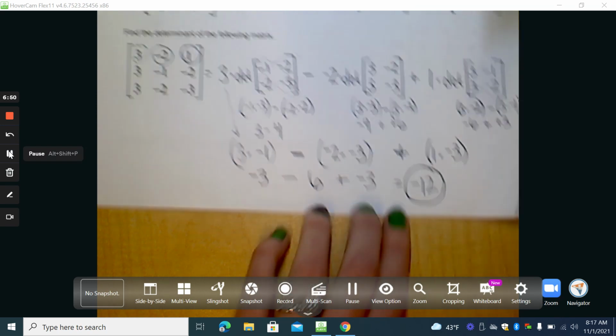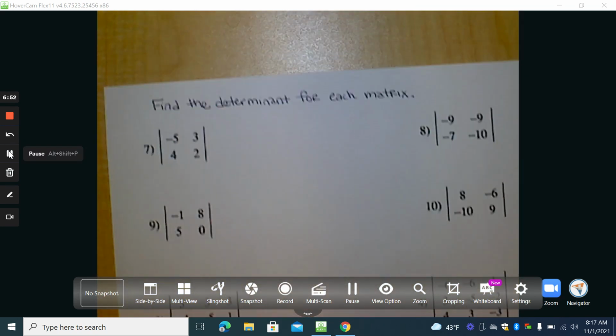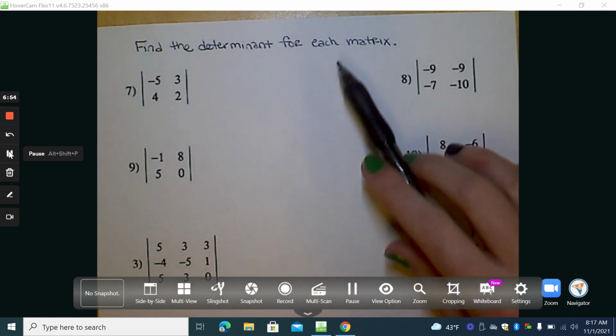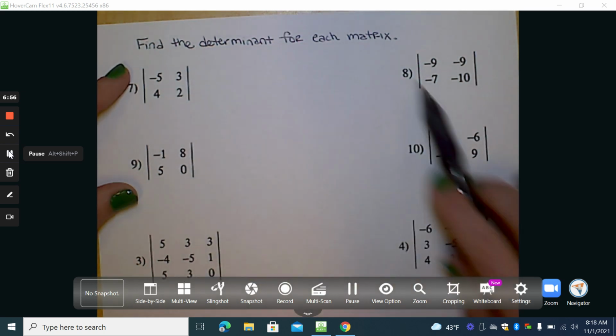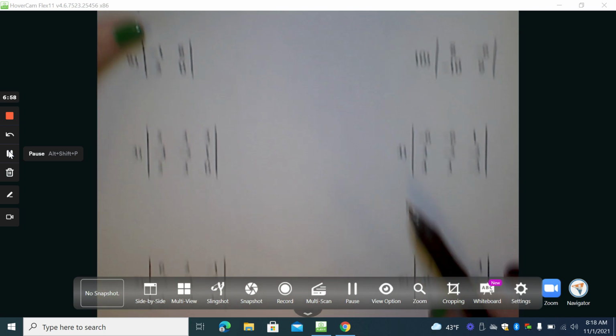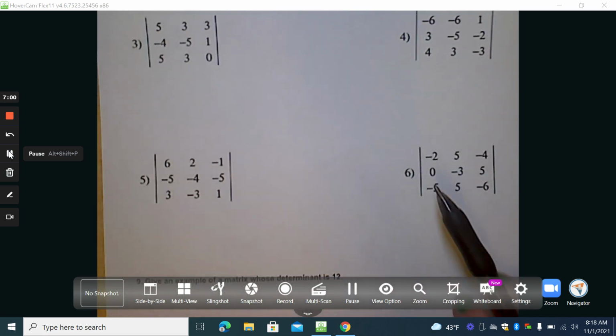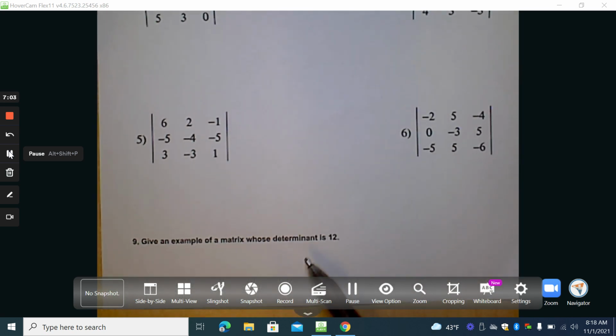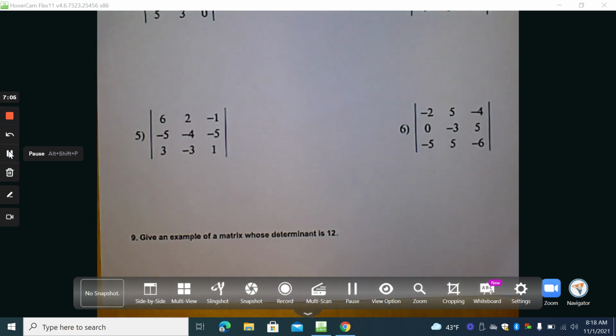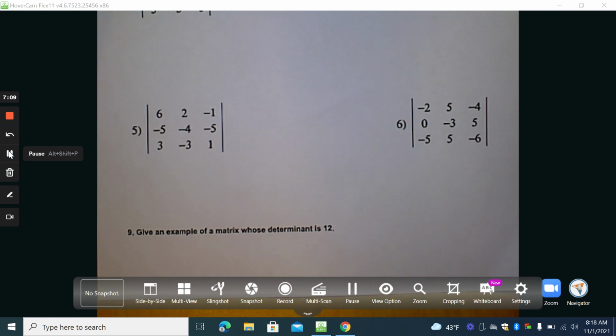Now your job is to find the determinant for each matrix on this page. So you have a lot of 2 by 2s here, but then you're going to need to use that 3 by 3 formula for these ones. And the last one, you get to make up your own matrix as long as it has a determinant of 12. So figure out what cross sections would subtract to equal 12. That is it.